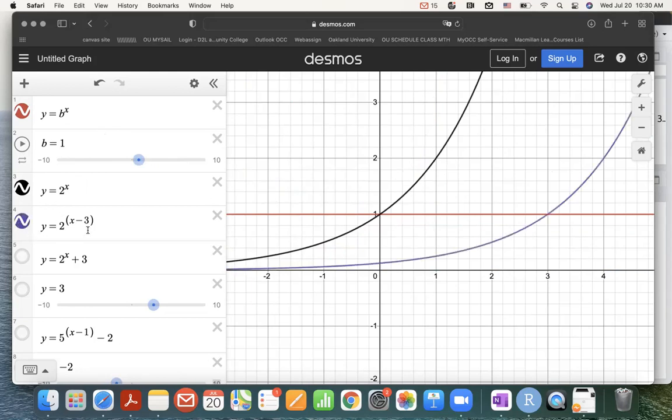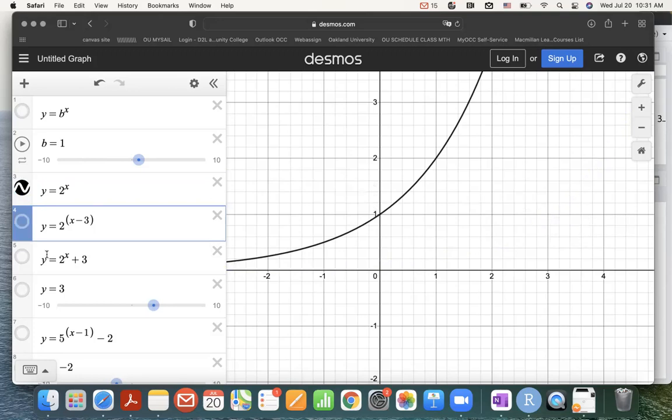Okay, so here is y equals 2 to the x. And y equals 2 to the x minus 3, as you can see, is a shift to the right 3 units, right? So instead of (0, 1), now it goes to (3, 1). I asked you to graph, try yourself, y equals 2 to the x and then plus 3.